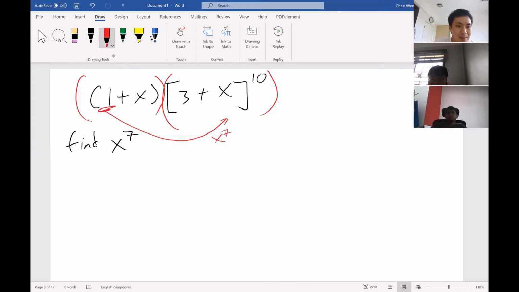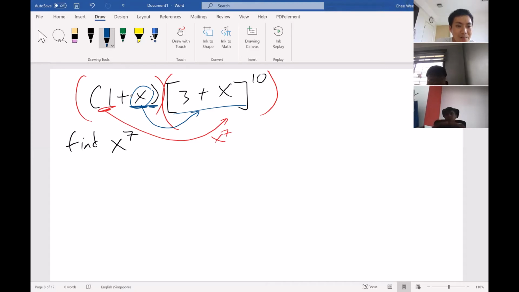Yes, okay. And then on the other hand, the x, this guy here? If I expand the second bracket, which power within here is going to couple with this x to give you x to the power of 7? X to the power of 3? No.